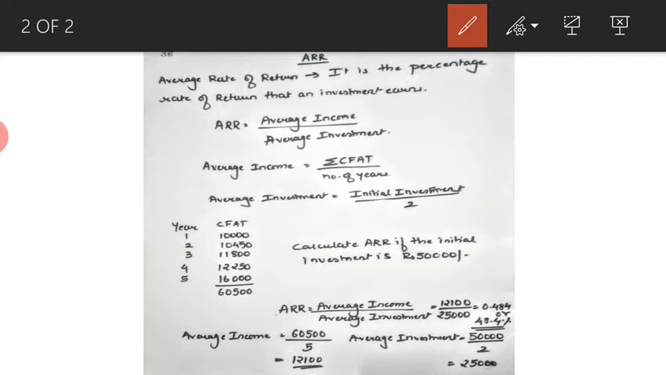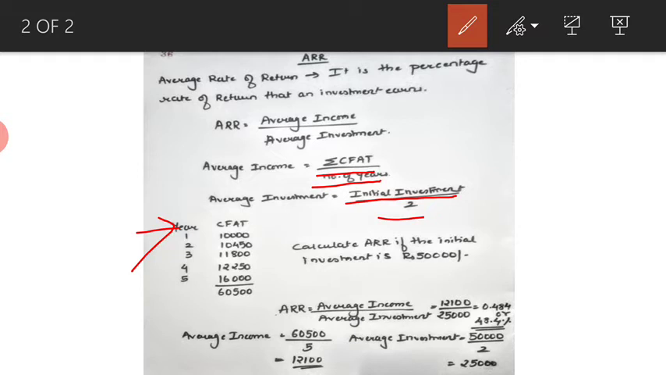Though there is one more formula which is used to calculate average investment, which we will be studying in the next part. Right now, average income is summation of cash flows after tax divided by number of years, and average investment is initial investment divided by 2. So let's calculate ARR for this particular problem.